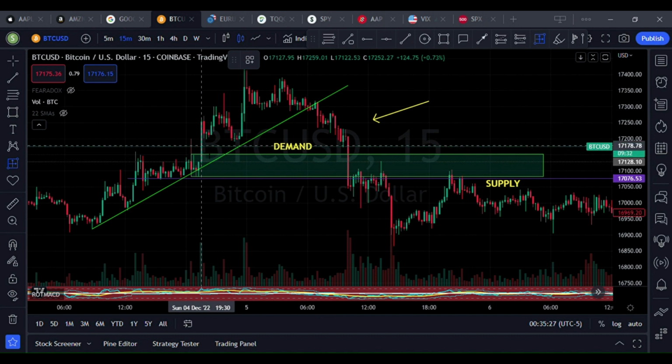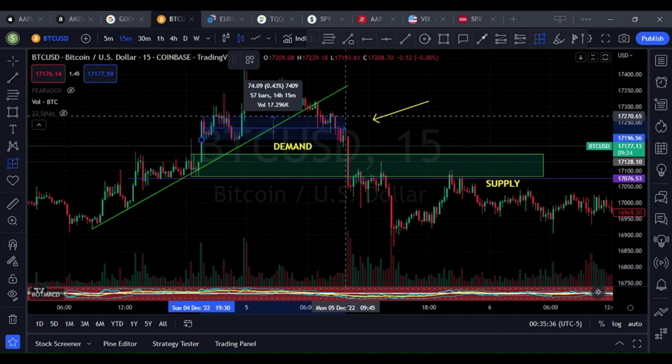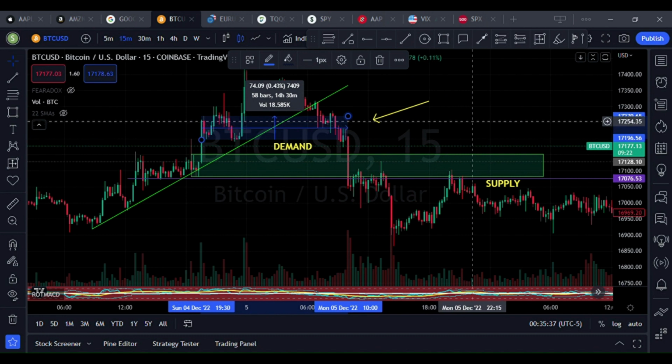Trading is not about picking every exact thing to happen at every exact moment. If you look, this moment all the way to here was 58 bars in a 15-minute time. All right, that's 14 hours. I'm not going to sit and watch the chart for 14 hours.